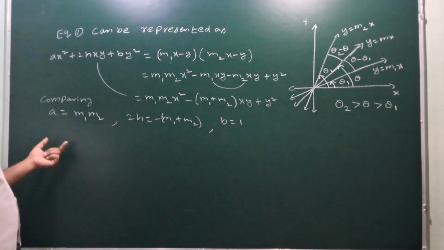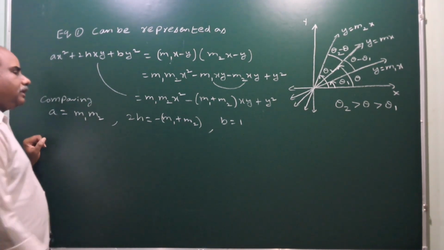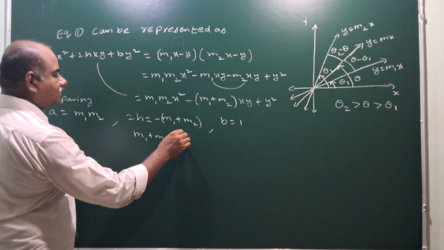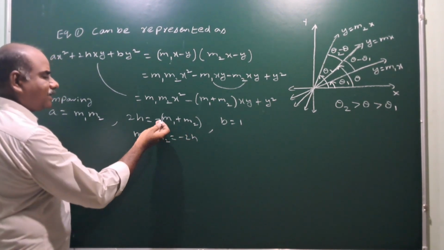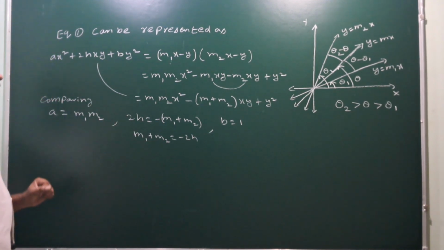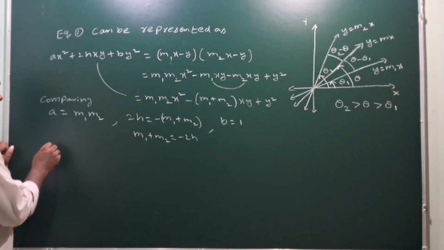Okay, now these are the values: a is equal to m1 m2, or m1 m2 is equal to a. Here m1 plus m2 is minus 2h, just transposing minus to the left side, and b is equal to 1, or 1 is equal to b. Okay, next we take the angular bisector.